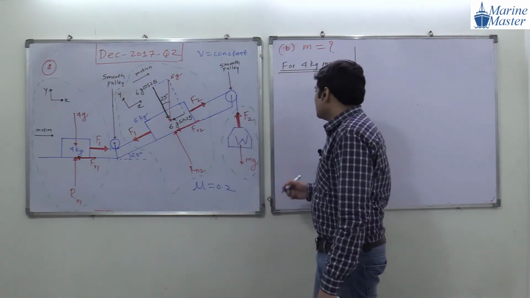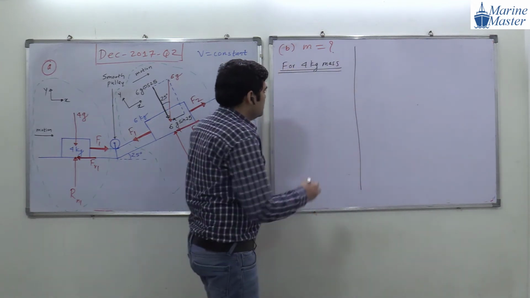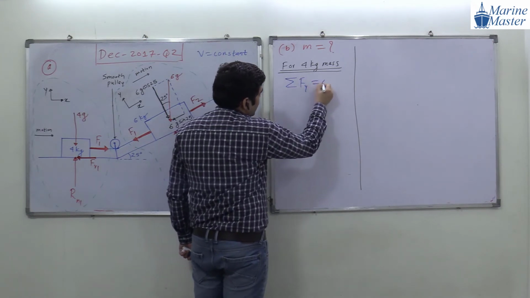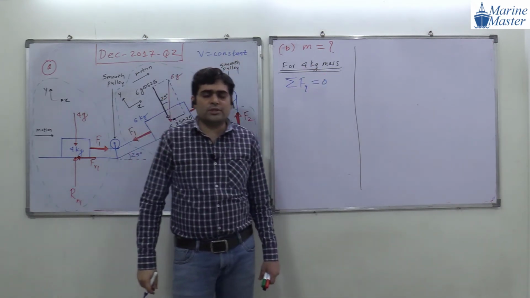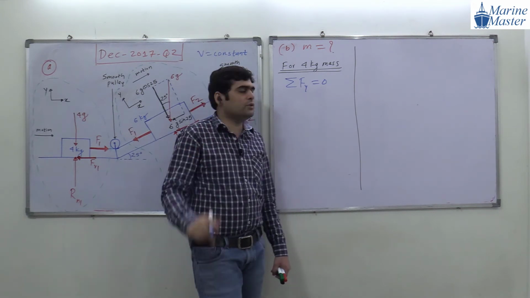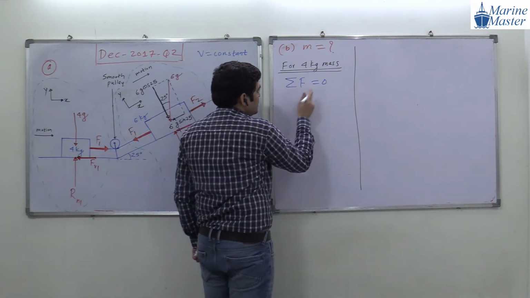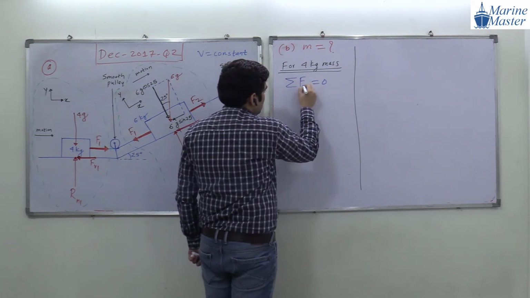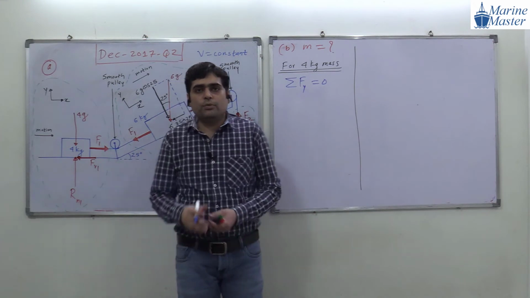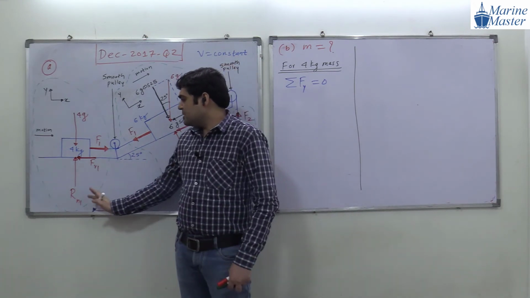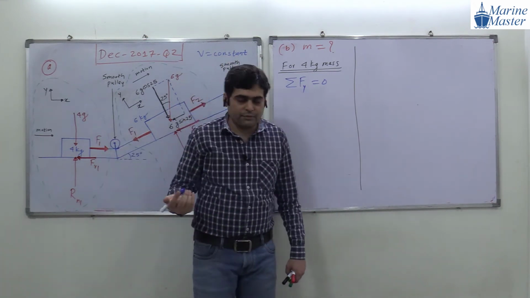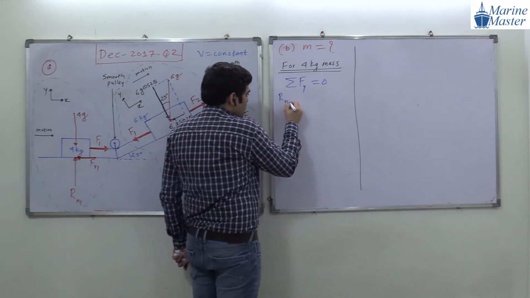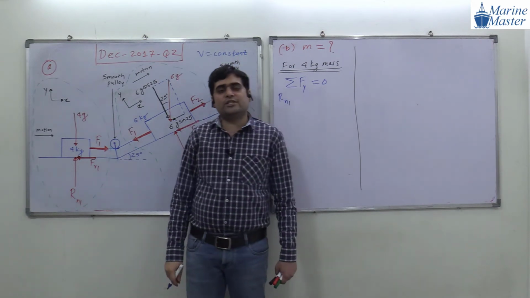So, simple scenario: summation of forces in y direction equal to 0. What are the forces in y direction, guys? First of all, Rn1 is positive. So, Rn1, okay. What is the next force in y direction here? What will be the next force in y direction here?